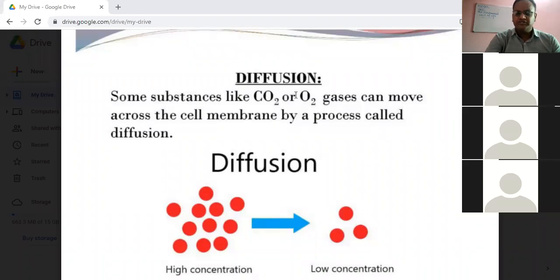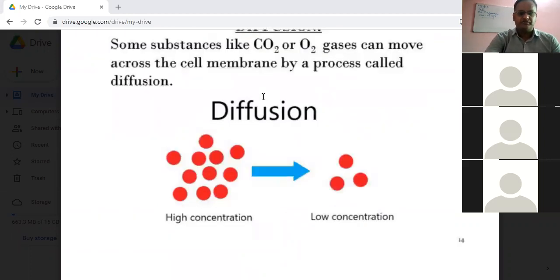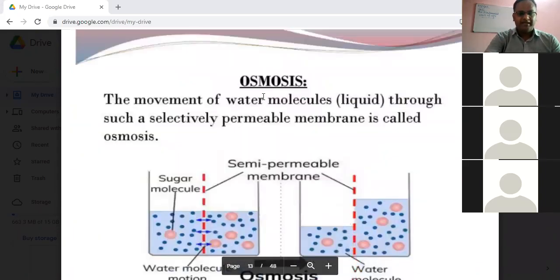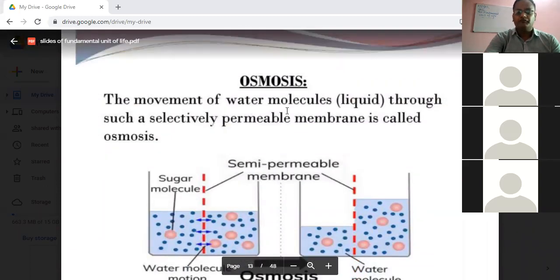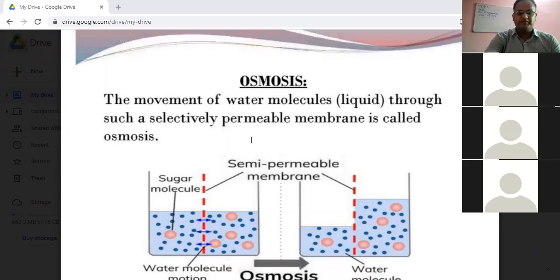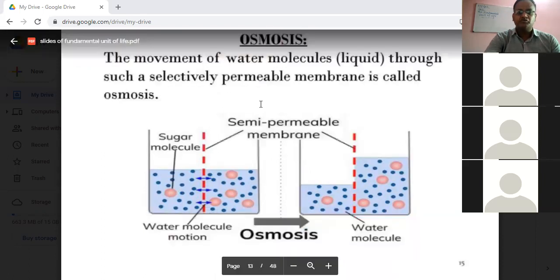Well said. Diffusion is possible in all the states of matter, whether it is solid, liquid, or gas, but osmosis, okay, Shripati, you can mute yourself, osmosis is possible only in the liquid medium. So diffusion is a process by which substances move from the region of higher concentration toward the region of lower concentration. And on the other hand, osmosis is only the movement of water molecules through the semi-permeable, or we can say selectively permeable, membrane, from the region of higher concentration toward the region of lower concentration. Okay.